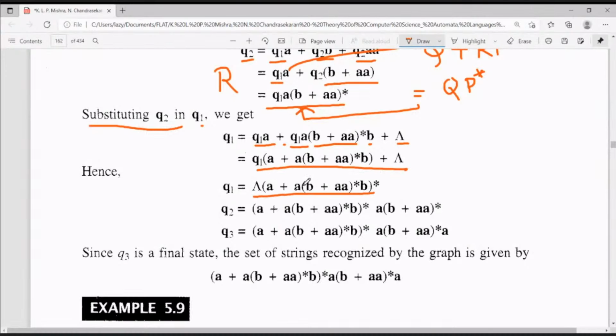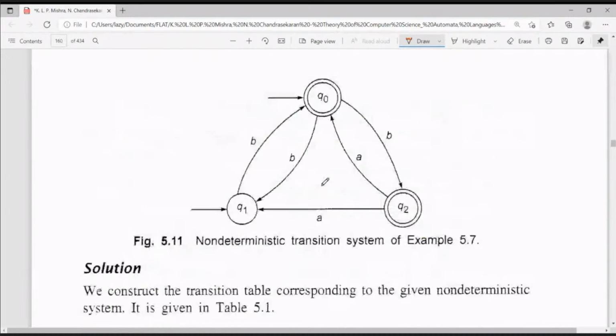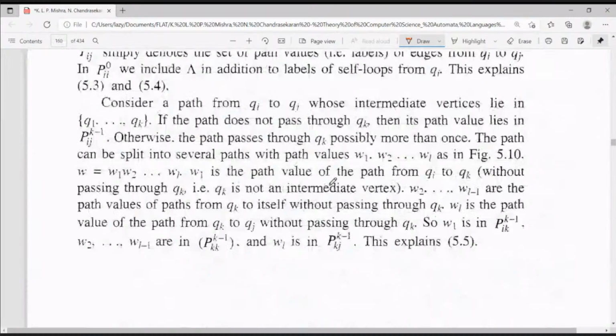Okay, so if you go through our identities, then you'll find that q1 is equal to this entire expression plus empty, and it can be rewritten like this: q1 is equal to empty and this expression. Okay, so let's see what that identity is.